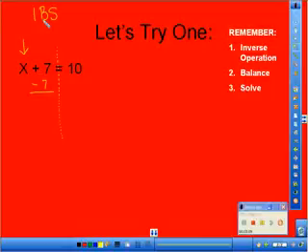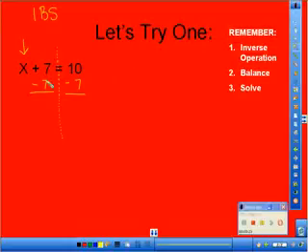Now, the second step is to balance. This is where our little imaginary line comes in handy. Now, whatever you do to one side, you must do to the other. So since we subtracted 7 over here, we must subtract 7 on the right side. Alright, the last step is to solve.